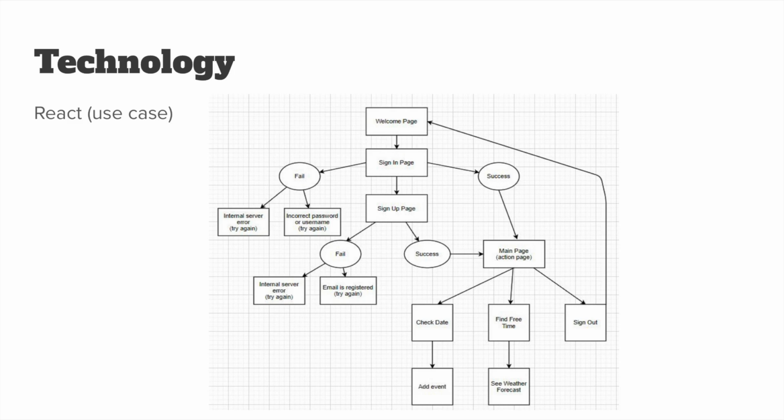In the find free time function, you put in your friend's ID and the date you want to meet with them. The system will send back a list of times when both of you are free to schedule a meeting. You can also check the weather today by clicking the button See Weather Forecast. The last function provides your profile info, which contains your name, your email, and ID. You can also sign out from here.